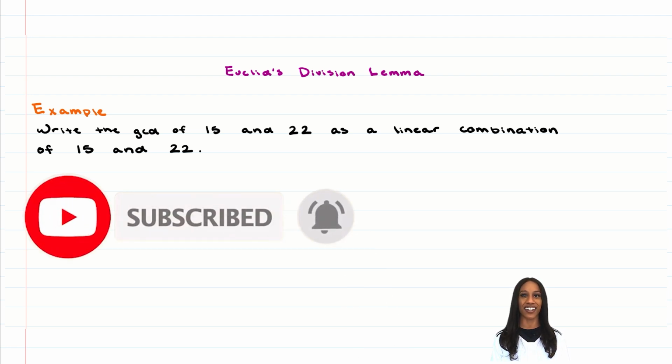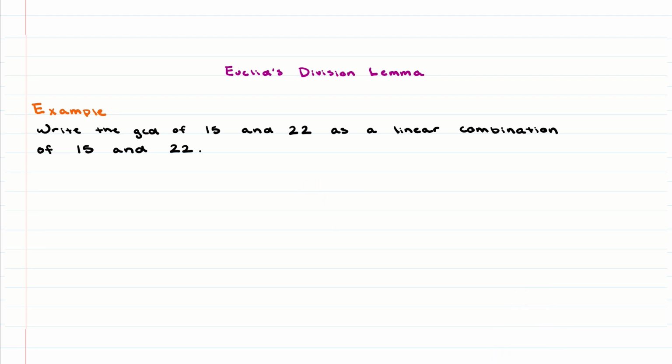All right, now let's take a look at this example. Our example says, write the greatest common denominator of 15 and 22 as a linear combination of 15 and 22. And let's go over a couple of things before we get into the computation. First of all, we're being asked to write a linear combination, so our final answer should be in the form of the greatest common denominator set equal to 15 times some number plus or minus 22 times some number.